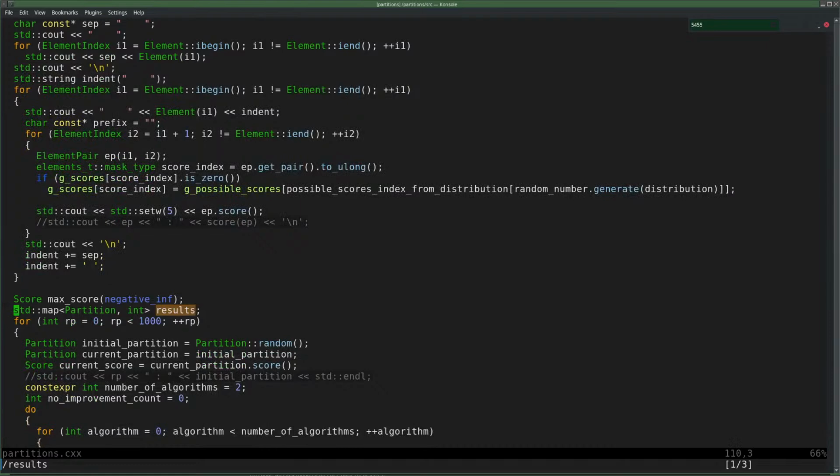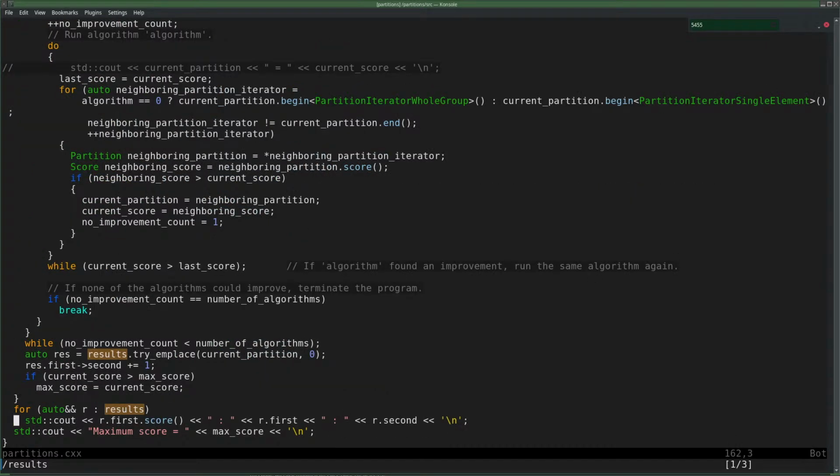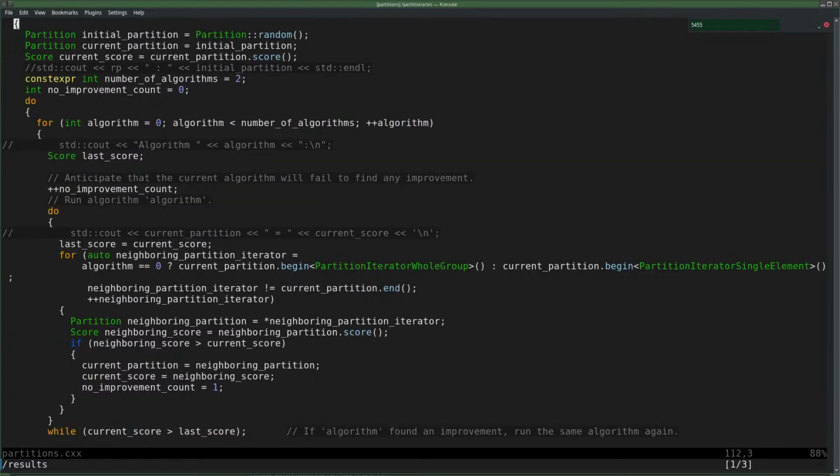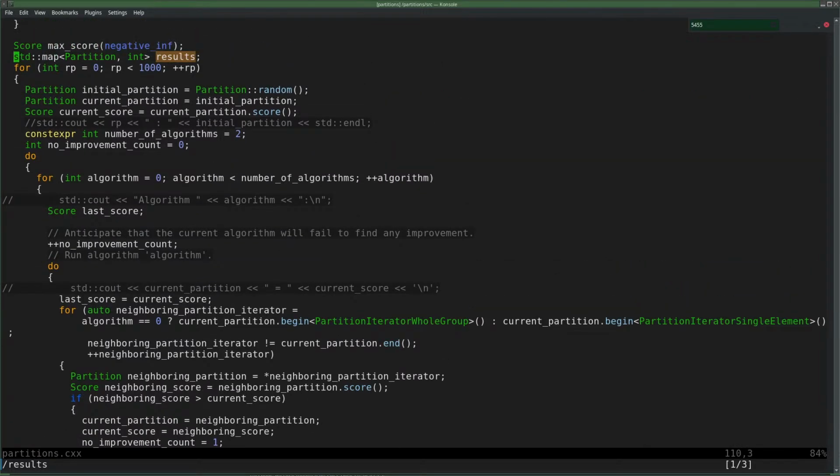I'm having a map with results, and here's where I print them. So that would be printed. Oh, that's ordered by partition. Oh yeah. I'll have to copy them over to another map, I guess, to sort them by score.